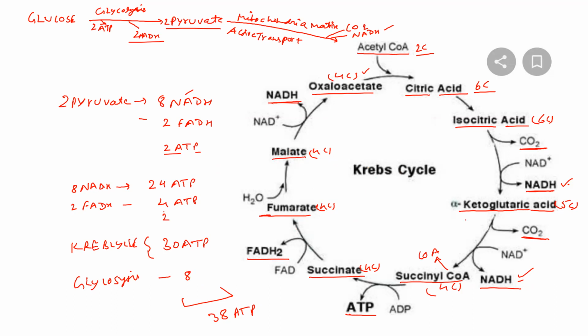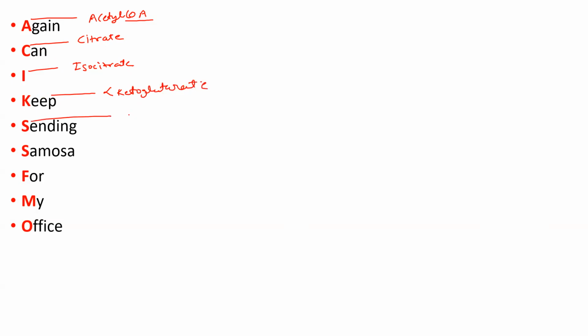So how will you learn all these names? By this simple mnemonic. Okay. Again, can I keep sending samosa for my office? Here A for acetyl coenzyme A. C for citrate. I for isocitrate. K for alpha ketoglutarate. And S for succinyl coenzyme A. And second S for succinate.